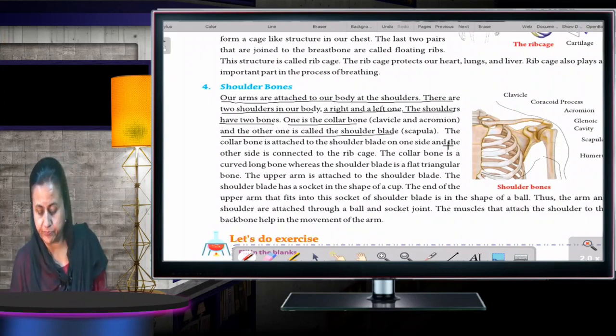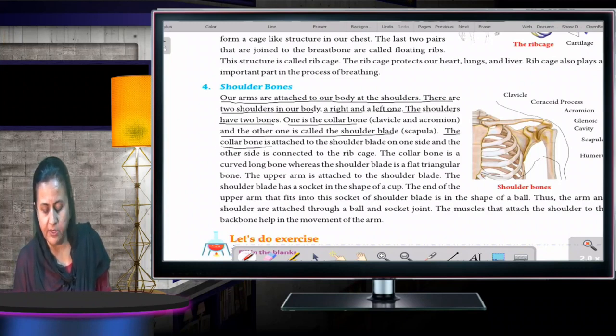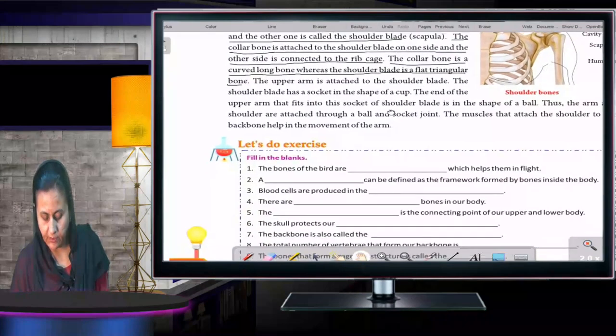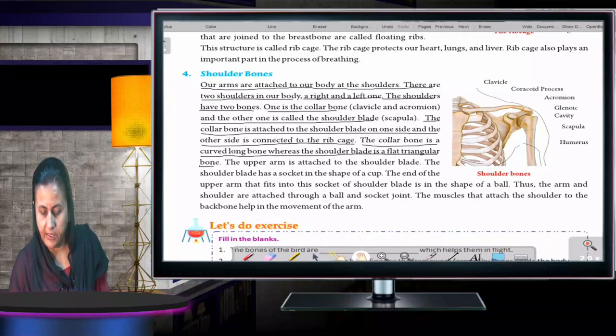Okay. The collarbone is attached to the shoulder blade on one side and the other side is connected to the rib cage. The collarbone is a curved long bone, whereas the shoulder blade is a flat triangular bone. Okay. Now moving to the next one now. Next page.